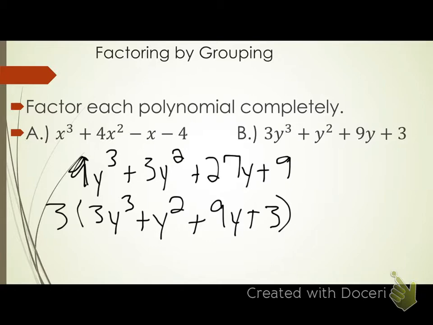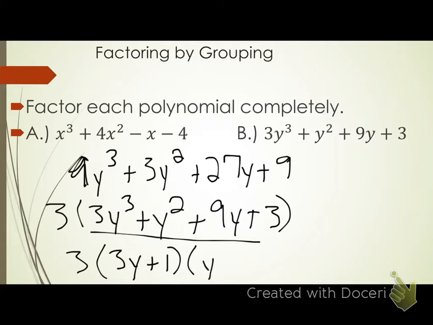Well, if you notice, this is the same as our letter B. So what did we get for those when I factored? Look at your paper. 3y plus 1 times y squared plus 3. So that would be my answer. I would have to include that 3 out front. Does that make sense? Always look for that GCF first for all of your terms. Okay?